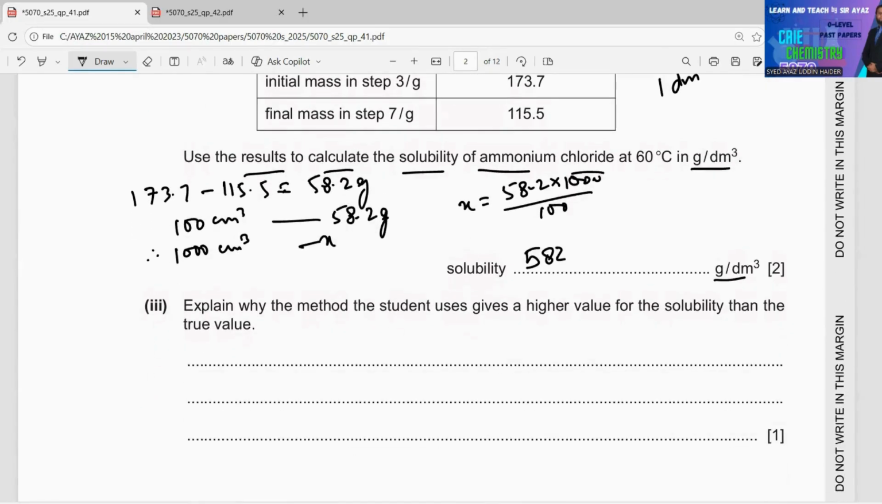Move to the next part, which is part 3. Explain why the method the student uses gives a higher value for the solubility than the true value. Definitely, some of the solid does not dissolve. That's why we are getting the higher value, because some of the solid did not dissolve.